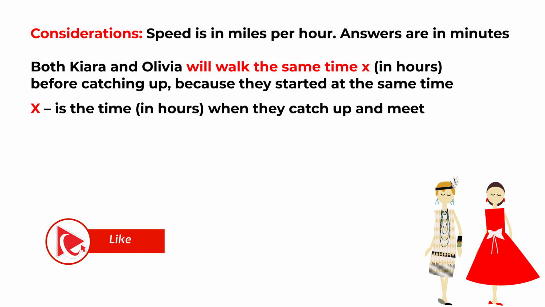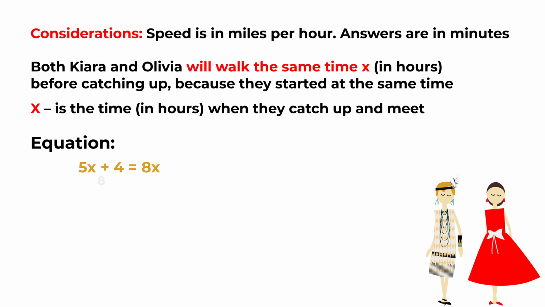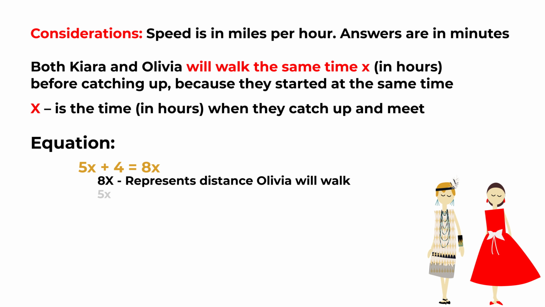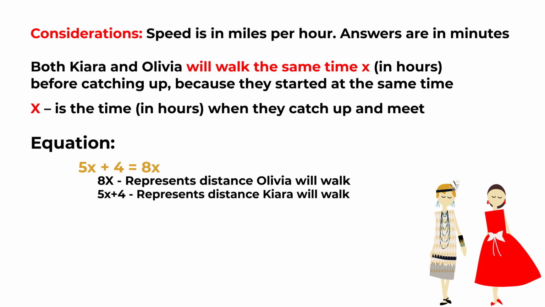To solve this challenge, we need to build an equation. 5x plus 4 equals 8x. 8x represents how much Olivia will walk, and 5x plus 4 is representing how much Kiara can walk. And the starting point for this will be starting point of where Olivia starts, since Olivia starts 4 miles behind.